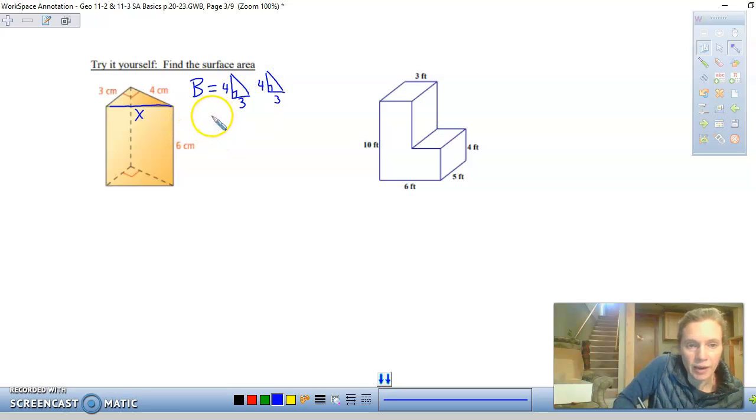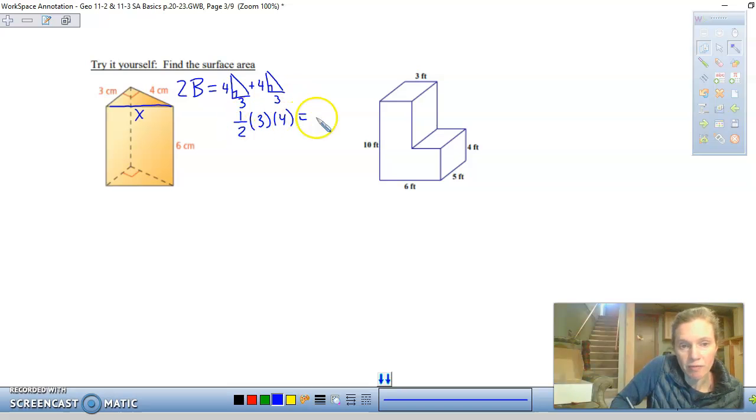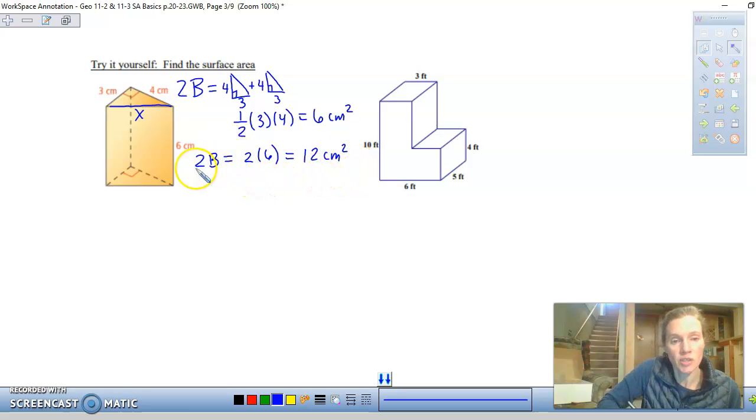So I'm going to do, and there's 2 of those. So I'm going to do base area here is 1/2 times 3 times 4. And then we know that there are 2 of those, so we'll do that in a second here. But 3 times 4 is 12, half of 12 is 6 centimeters squared. So 2 bases would be 2 times 6, or in other words, 12 centimeters squared. Okay, so there's the 2 bases part of our surface area.